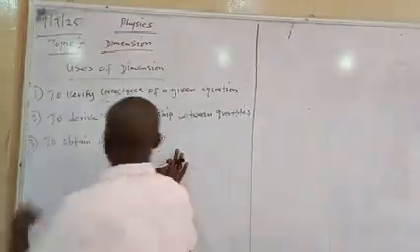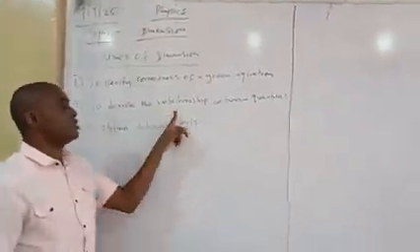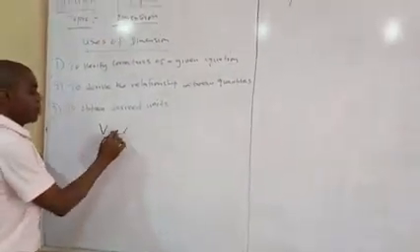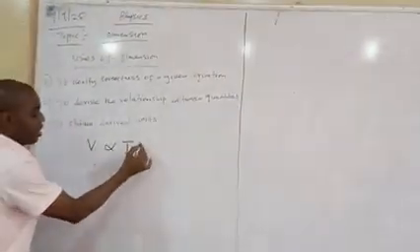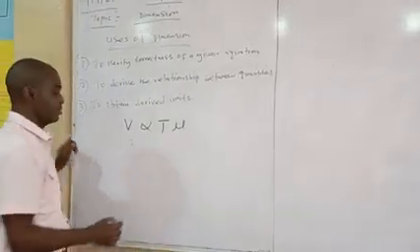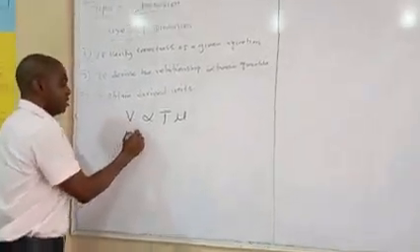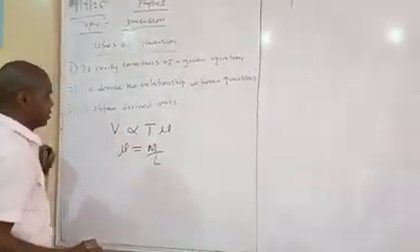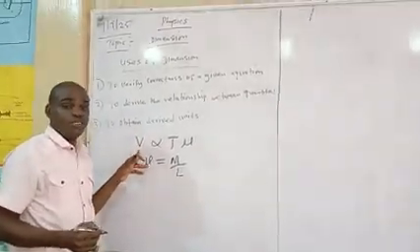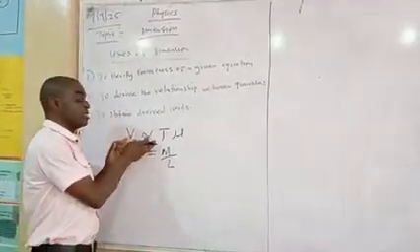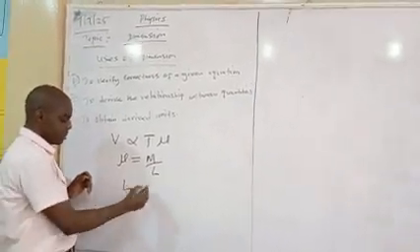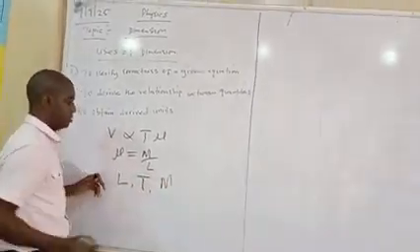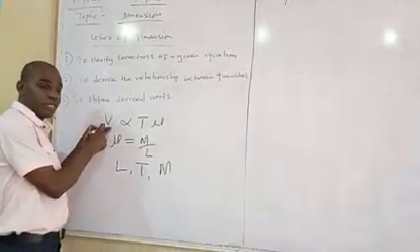Let's take an example. We want to derive the relationship between quantities. If V is velocity, is proportional to tension and mass per unit length. Mass per unit length in physics is given by m over L. Dimension simply means representing any physical quantities in terms of length, time, and mass.